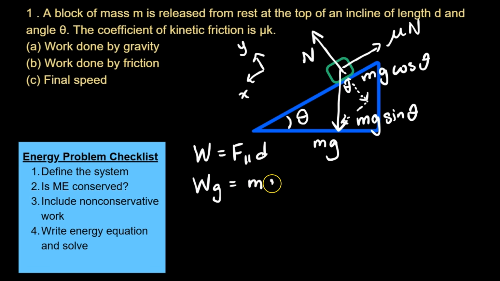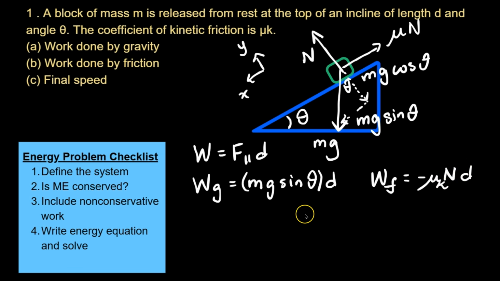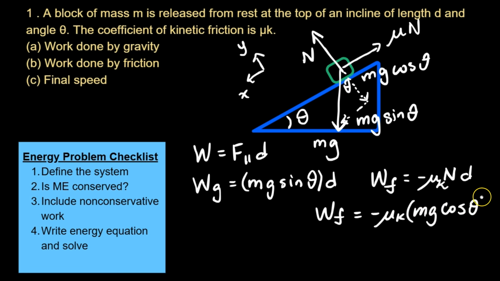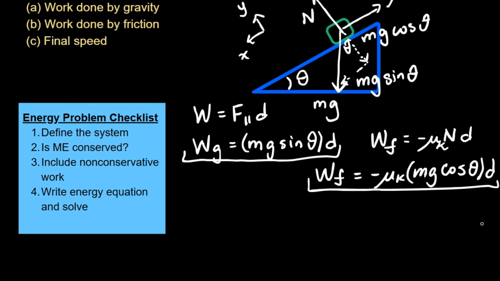force times the displacement. So the work done by gravity is mg sine theta times the displacement, and the work done by friction is equal to negative the friction force, which is mu times the normal force times the displacement. The reason there's a negative is because the friction is in the opposite direction as the displacement. Now the normal force is equal to mg cosine theta because there's no acceleration along the y-axis. So the work done by friction force is equal to negative mu k times mg cosine theta times the displacement.